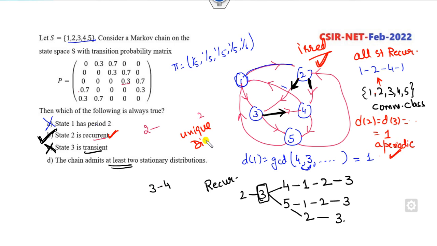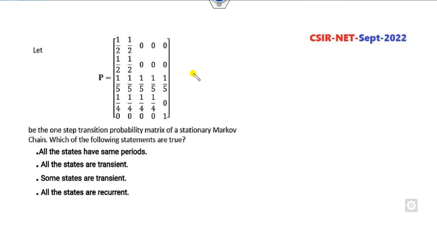But he said "at least 2" is the wrong answer. So the correct answer is only B. Okay, now you can see the column sum is not 1. All the states have the same period. You can see each of the diagonal entries is non-zero.